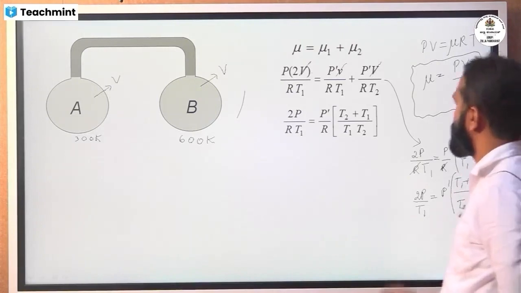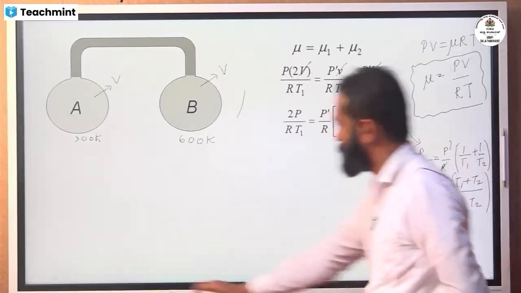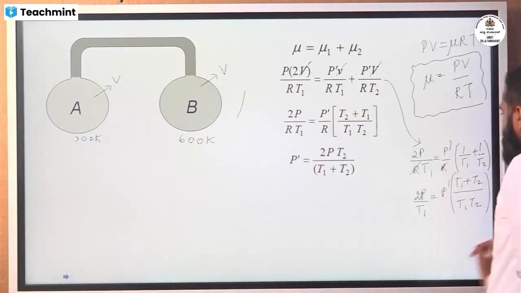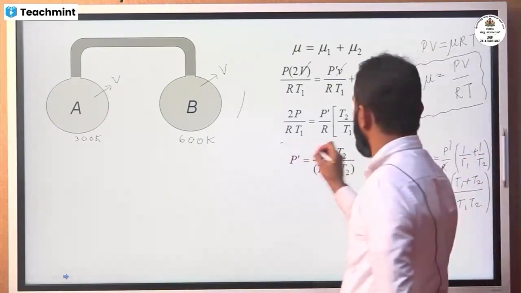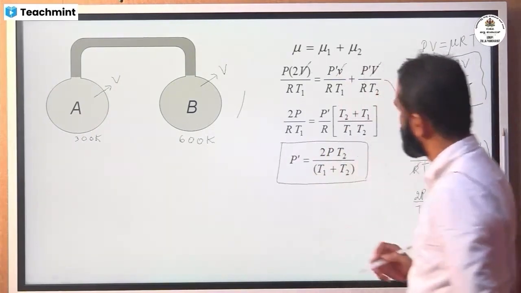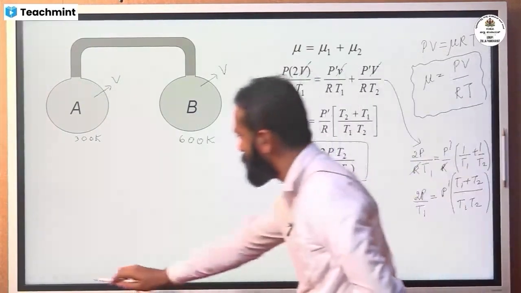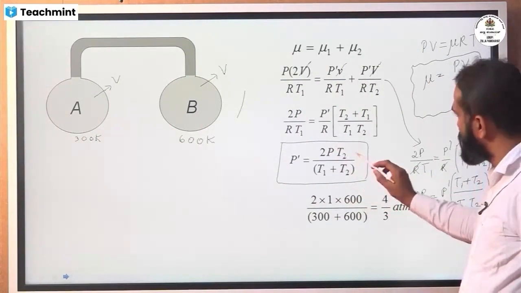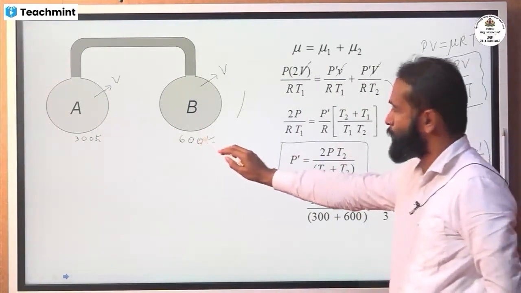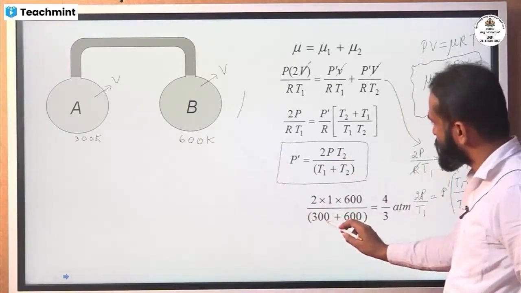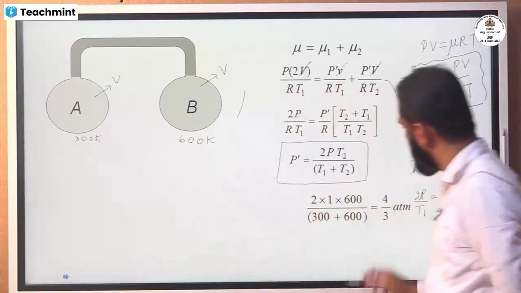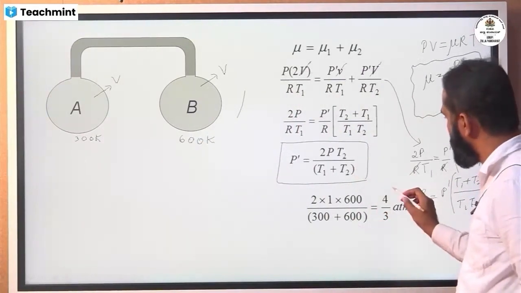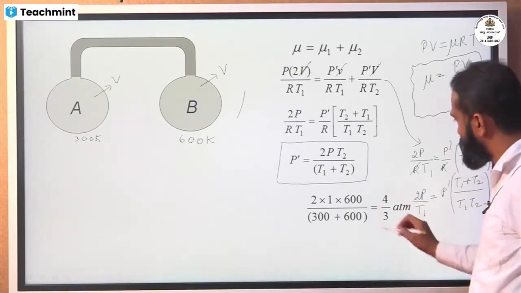Now rearrange the equation. Finally, take all these quantities to the other side, so we get the final pressure P dash equal to 2 times P T2 divided by T1 plus T2. Now let's substitute all the given values. The initial pressure is given as 1 atmosphere. The final temperature in the first container is 300 Kelvin, and in the second container it is 600 Kelvin. If we solve this, we get option C, 4 by 3 atmosphere.